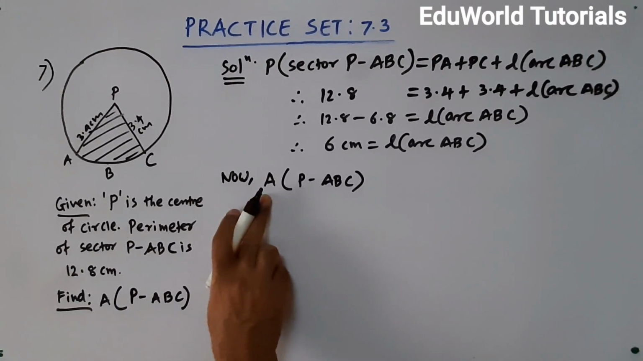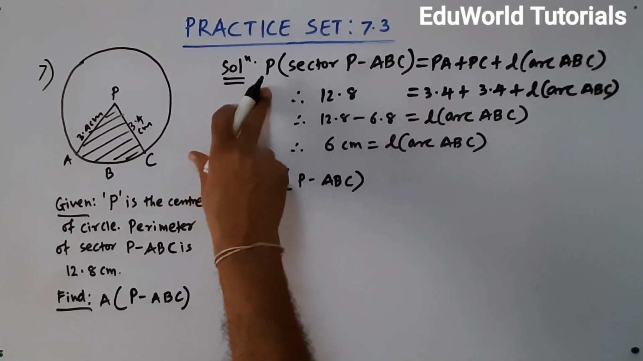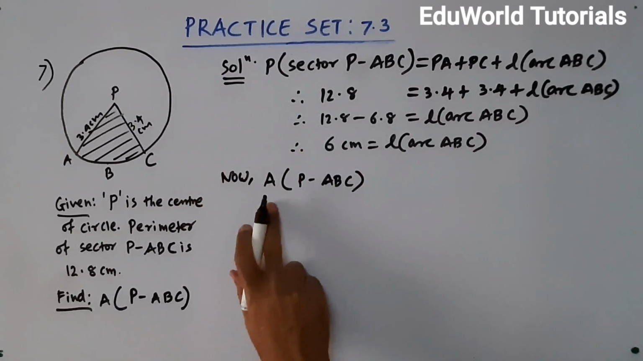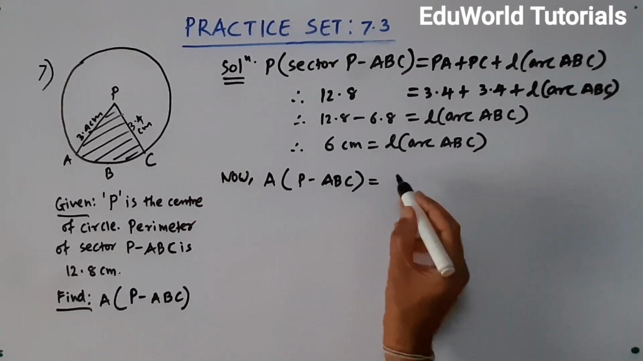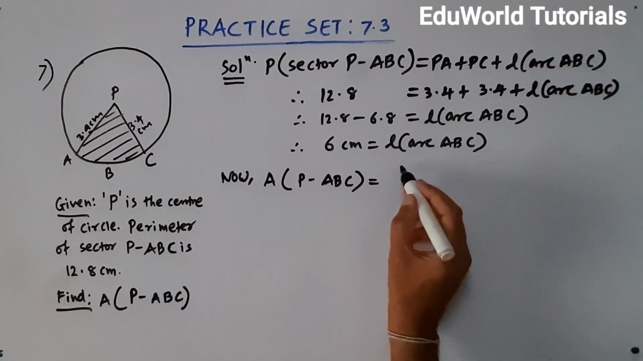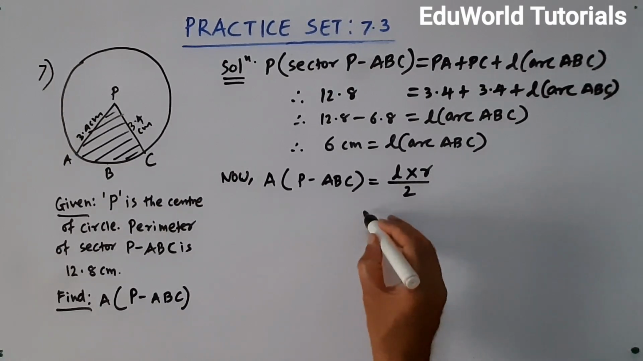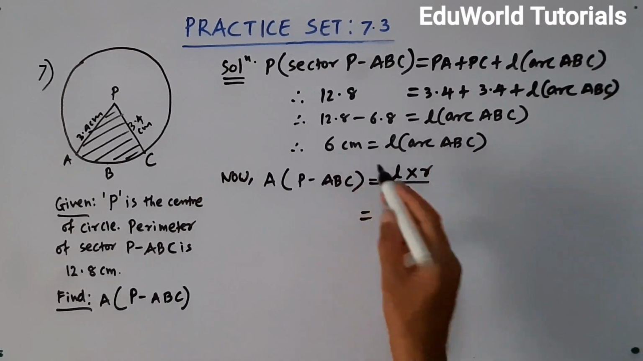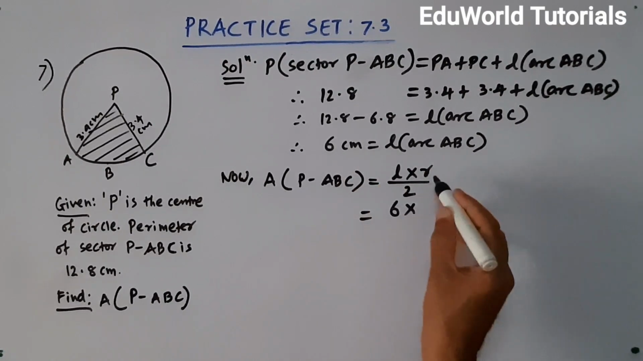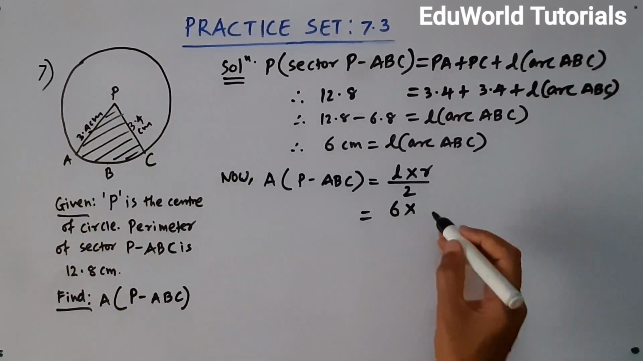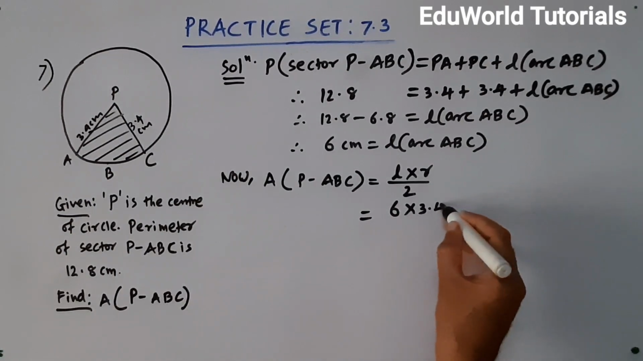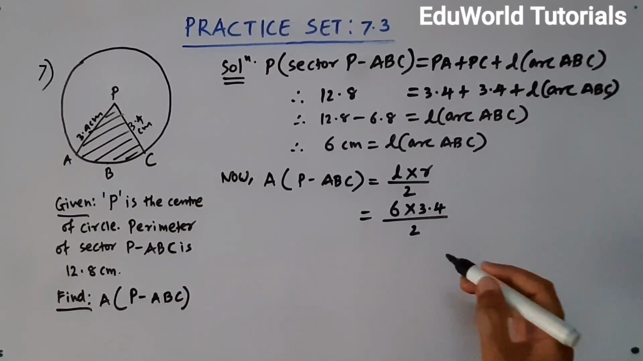When we write A outside the bracket, it is area. When we write P outside the bracket, it is perimeter. So area of sector PABC is equal to the formula half into L into R. So L into R upon 2, meaning remains same. What is L? L is the length of the arc, which is 6 centimeter. What is R? R is the radius of the sector, which is 3.4. And divide this product by 2.